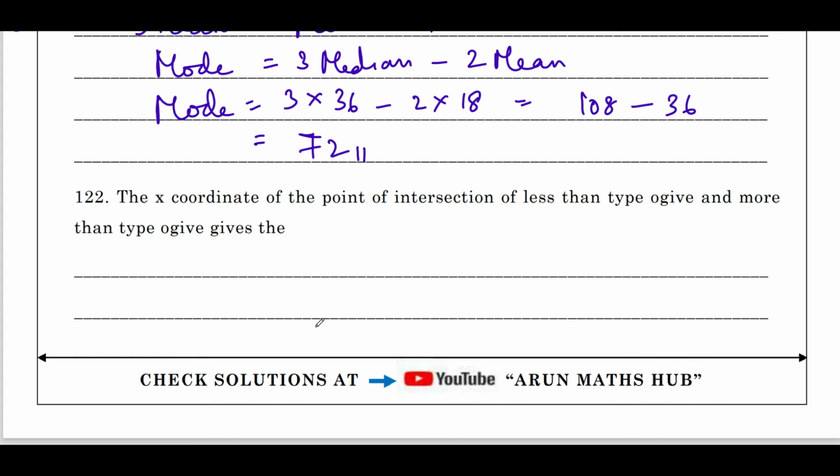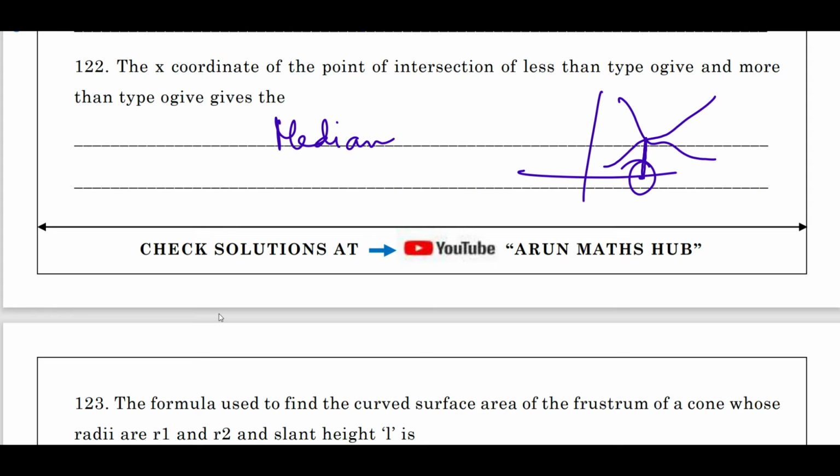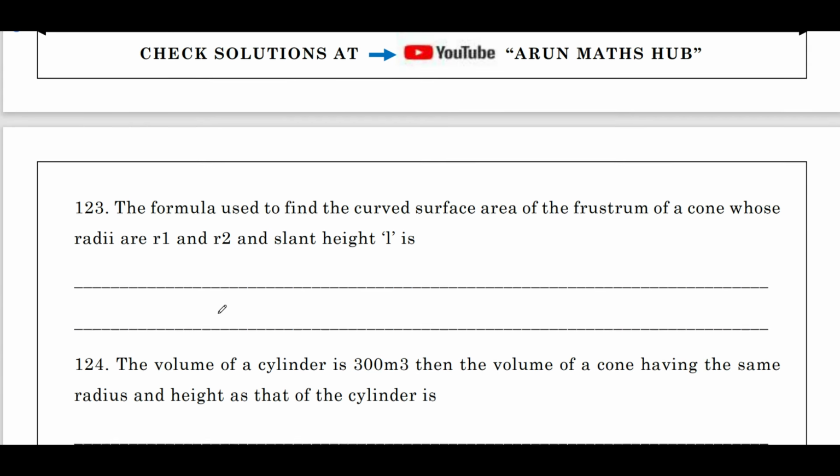The x-coordinate of the point of intersection of less than type ogive and more than type ogive, extending it towards the abscissa, that is the x-coordinate, will give the median value. The intersection of this point, extending on the x-axis, this value gives the median of the data.